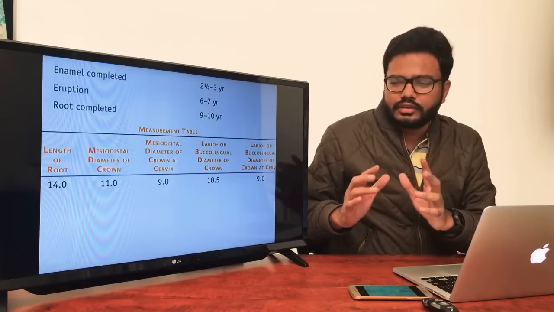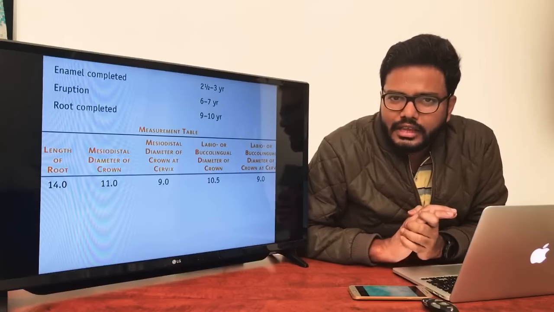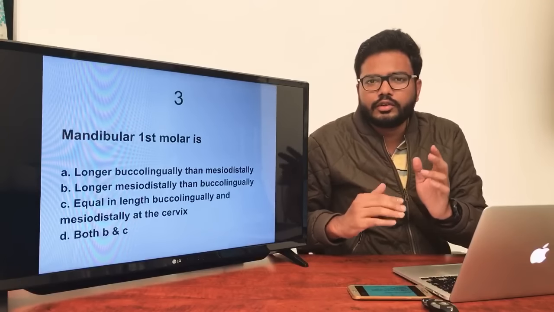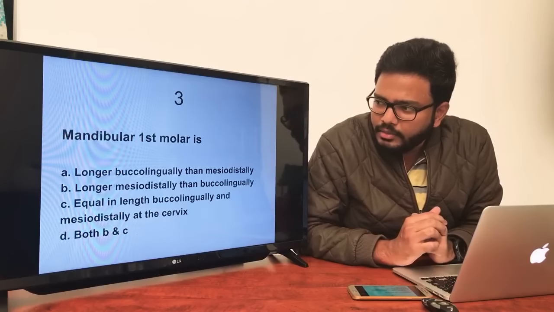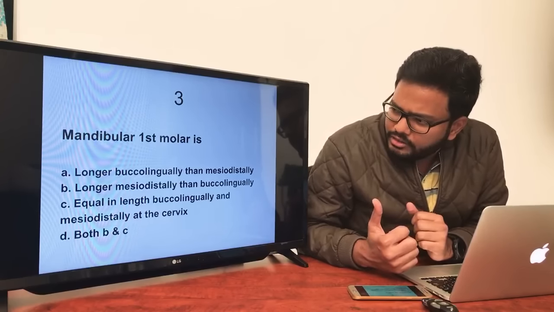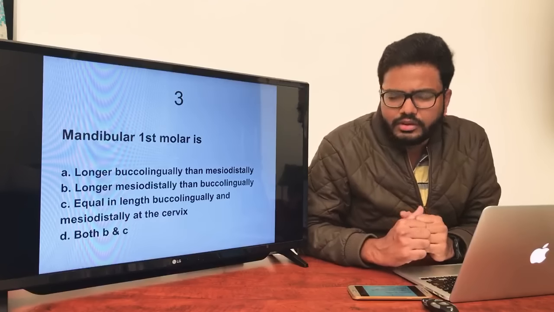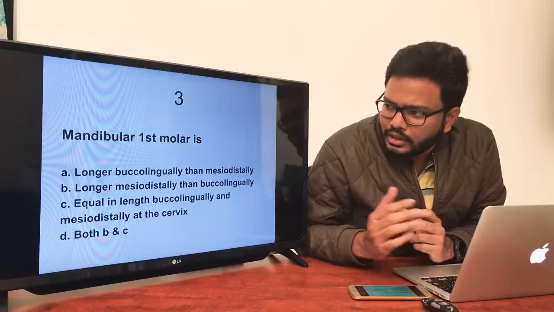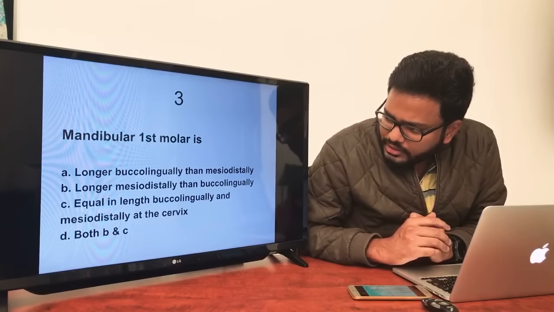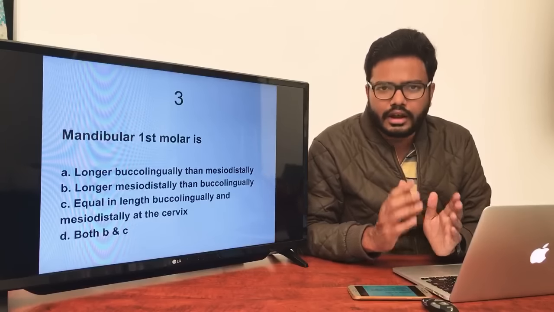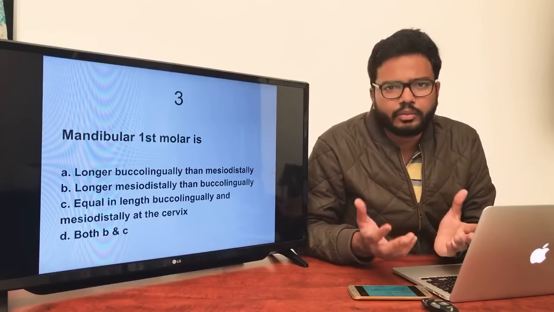We're trying to analyze the given dimensions and correlate them with the options given here. Now if you look into this question again, option A states that it's longer buccolingually than mesodistally. So it's completely false. The reverse is true. Option B, longer mesodistally than buccolingually, is true because mesodistally the dimension is 11, whereas buccolingually it is 10.5 mm.